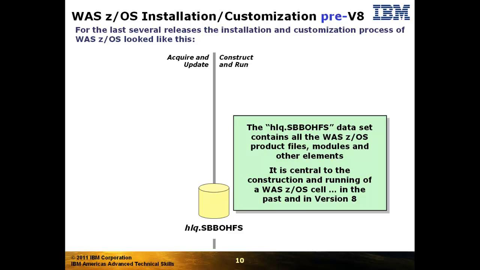The SBBO HFS dataset is the heart of this, prior to V8 and with V8 as well. That's the Unix file system that holds the WASZOS product code. That's typically mounted as something like /user/lpp/zwebsphere-v7r0, or with version 8, v8r0.